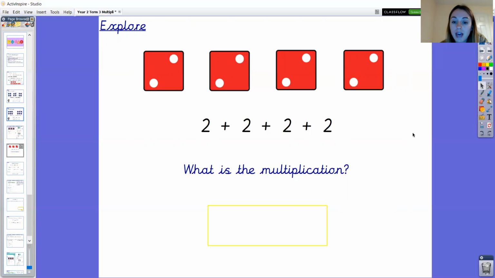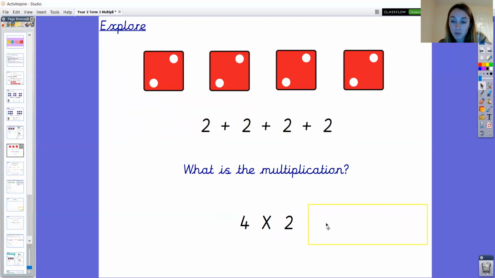Well done. Okay, so we know that there are 4 lots of, because there are 1, 2, 3, 4 equal groups. Brilliant, okay. What is the amount inside each equal group? Well done, there are 2 dots on each dice. There is 2 inside each equal group. So the multiplication is 4 lots of 2. Should we say it together? 4 lots of 2. Well done.